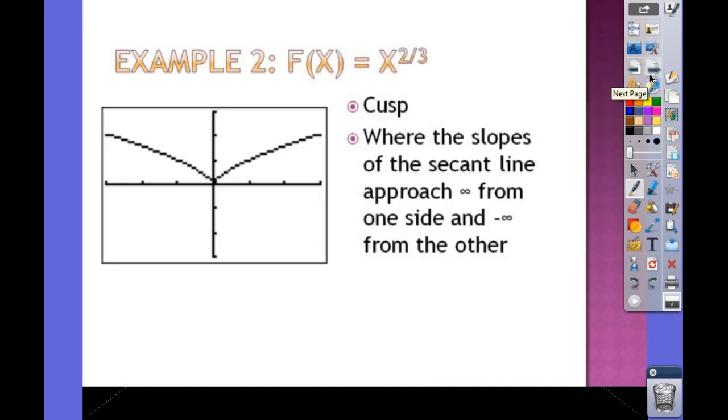Example: f of x equals x to the 2/3. This is your cusp, where the slopes of the secant line approach infinity from one side and negative infinity from the other. So again, what that's saying is the limit as x approaches a of f of x plus a minus f of x for this one is going to the infinities.